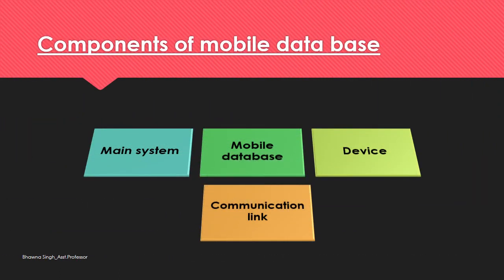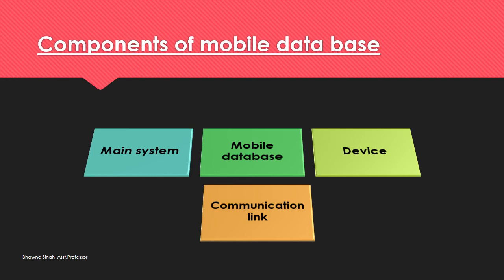These are the various components of the mobile database system. The first one is the main system. Main system means the entire system or the central system of the company, or the corporate, that stores all the data about that company, and it is linked to the mobile database. Then the second, we have the mobile database. Mobile database means the database that the user is using, with the help of which the user is able to view information even on the move, and he'll be able to share all the information with the main database with the help of this mobile database only.